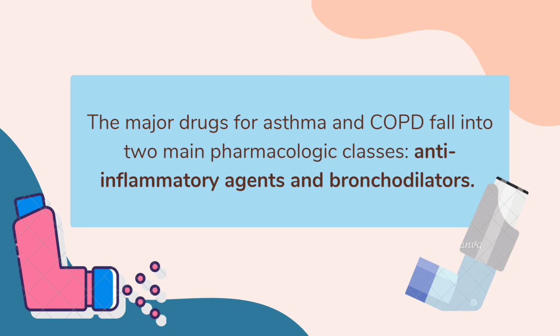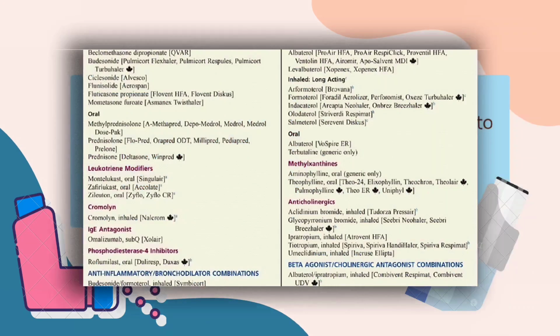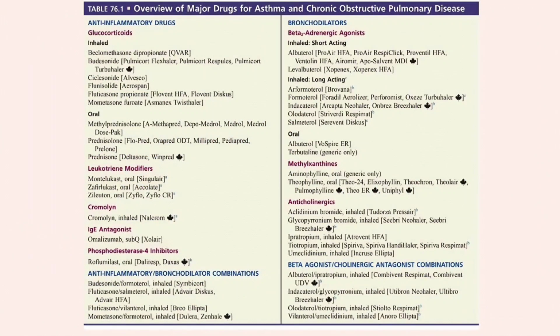For chronic asthma and stable COPD, glucocorticoids are administered on a fixed schedule, almost always by inhalation. Beta-2 agonists may be administered on a fixed schedule for long-term control, or PRN, to manage an acute attack. Like the glucocorticoids, beta-2 agonists are usually inhaled. These are the overview of major drugs for asthma and chronic obstructive pulmonary disease.